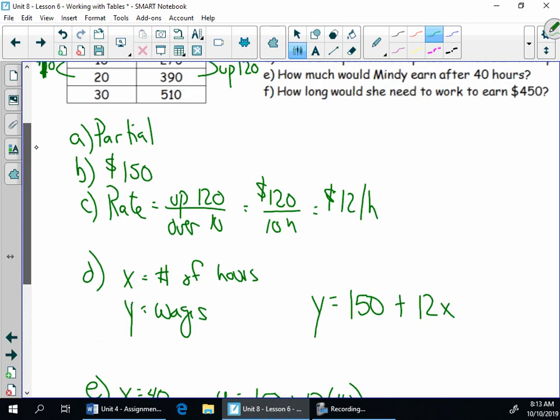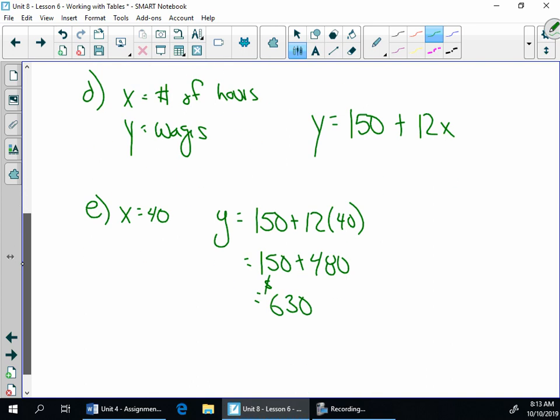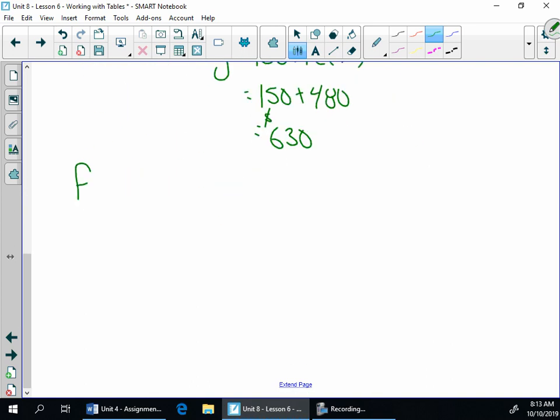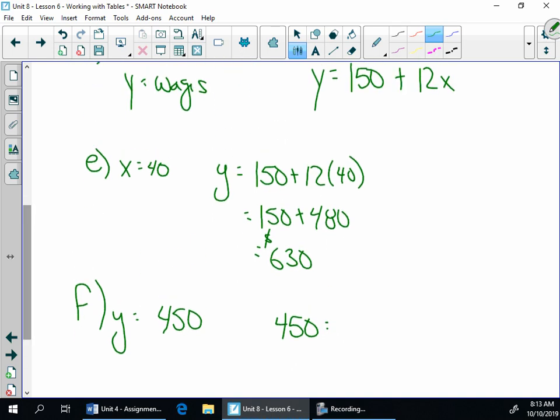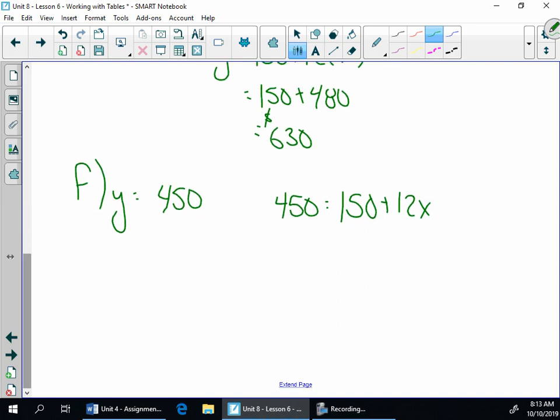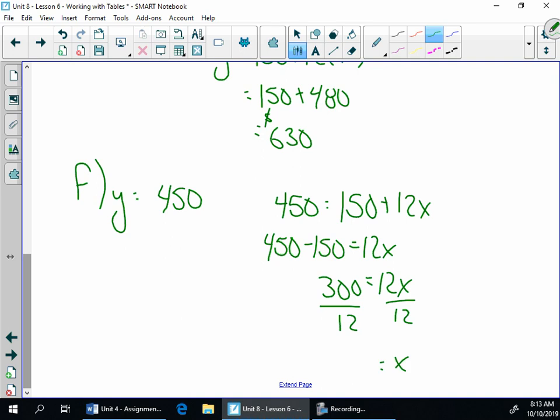Okay. F, how long would she need to work in order to earn 450? What's 450? Her earnings, which we said was her Y value. So if I take my equation, this time I'm going to have 450 equals, that's my Y, 150 plus 12x. Well, I have to solve this one, right? Numbers on one side, letters on the other. So I got 300 equals 12x. We don't want 12 x's, we want just x. So 300 divided by 12 comes out to 25 hours.